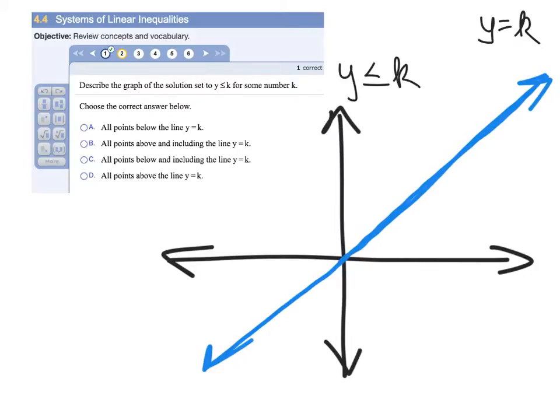Now, because this is a less than or equal, right here, this part says equal, it means it's going to be a solid line.